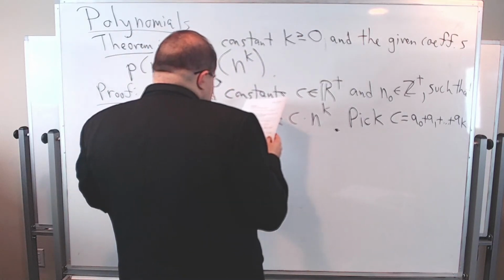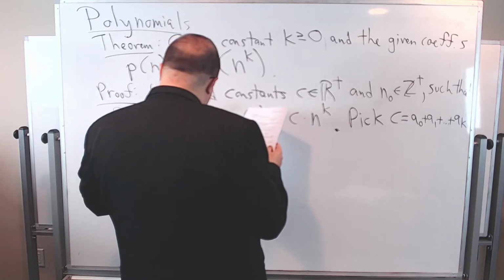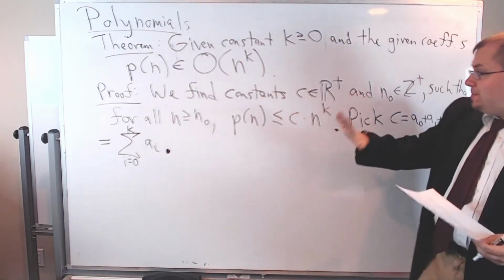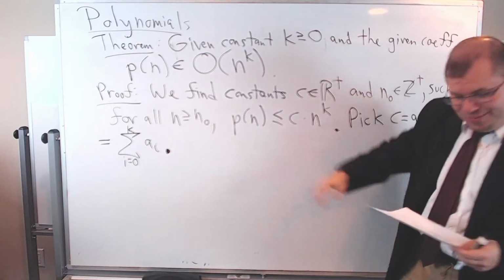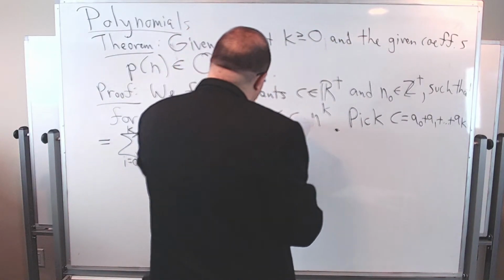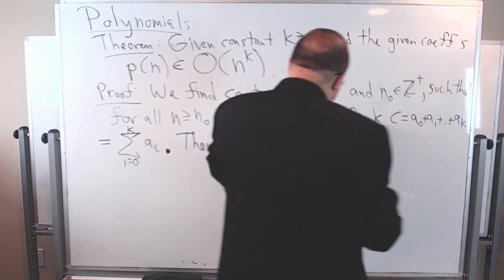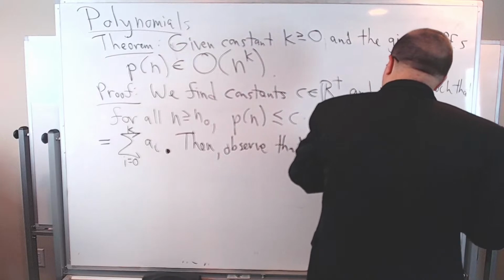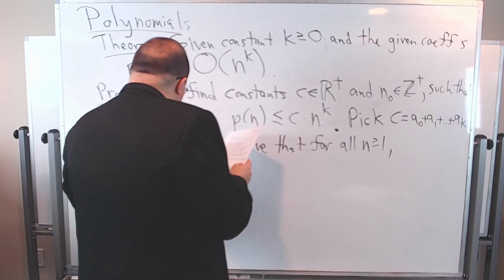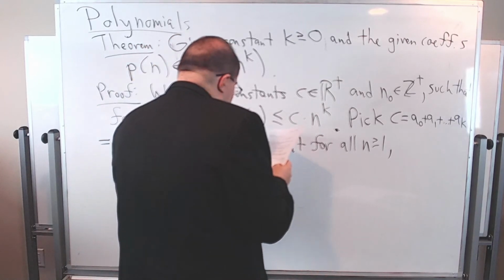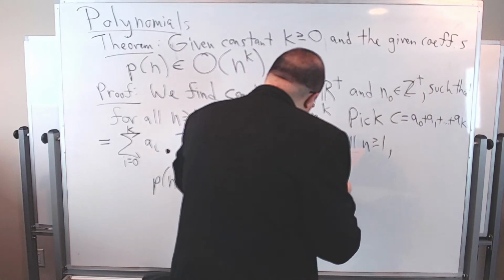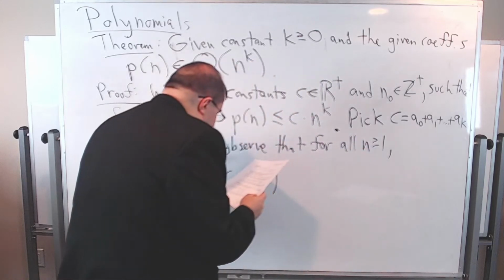So, anyways, we have this right here. Now, what am I going to do? I have my C. What's the next thing I do? Well, I then try to find n0, right? Then observe that for all n greater or equal to 1, P of n is equal to the sum of each one of my a_i times n to the power of k minus i terms.